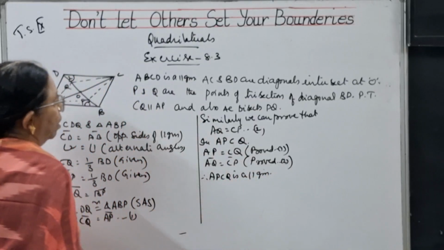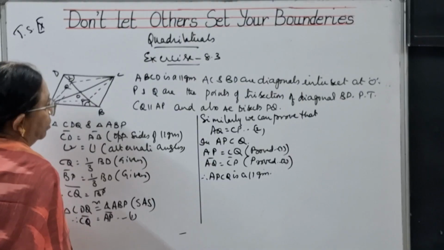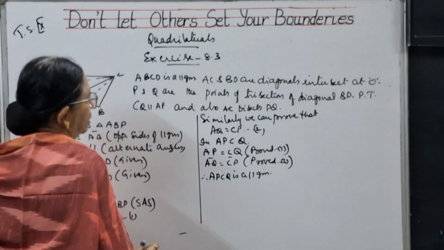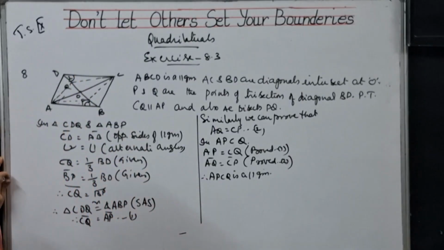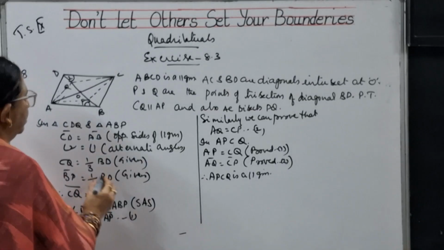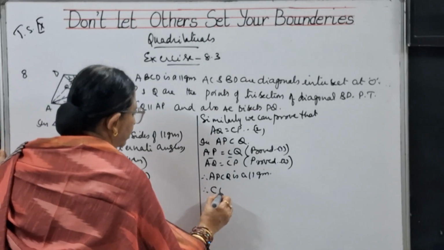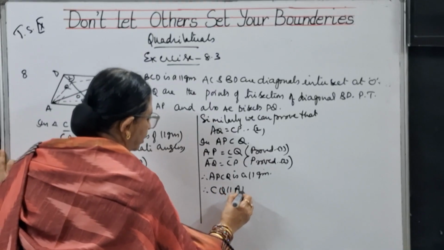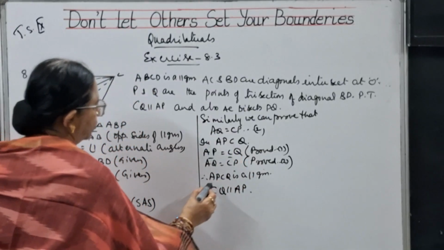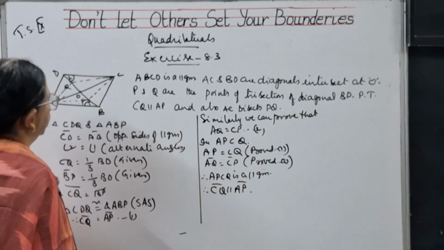The reason is opposite sides are equal. When opposite sides are equal, it is a parallelogram. So when you could prove that APCQ is a parallelogram, then definitely we can say that CQ is parallel to AP. So the first one we have proved.